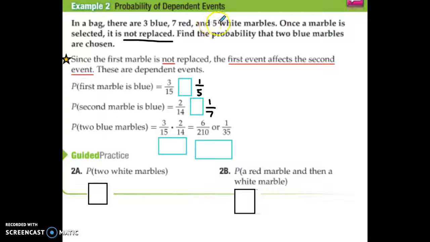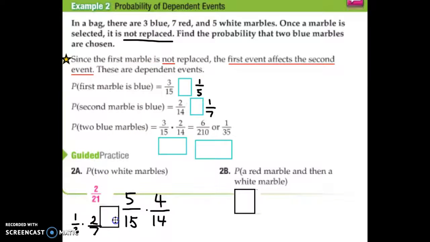Well, getting a white marble is 5 out of 15, which is 1/3. I'll write that over here, 1/3. Times, now if I already drew a white one, I want another white one. There's 4 left. And now how many are left in the bag? Well, 14. So now there's less because I didn't put that one back. And that reduces down to 2/7. Alright, so my final answer would be 2 out of 21.